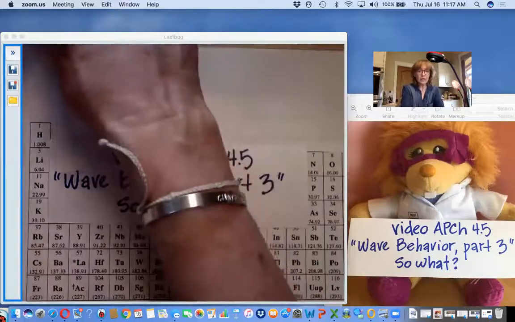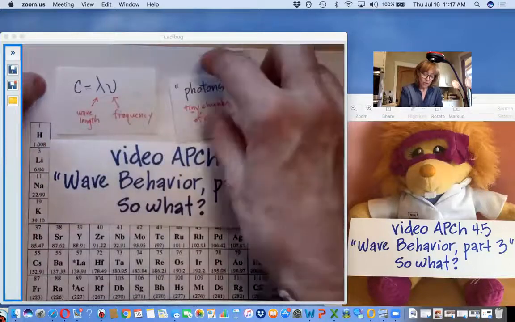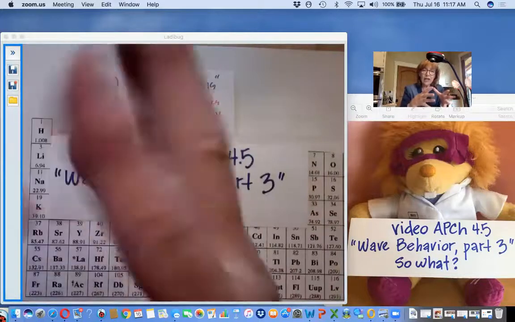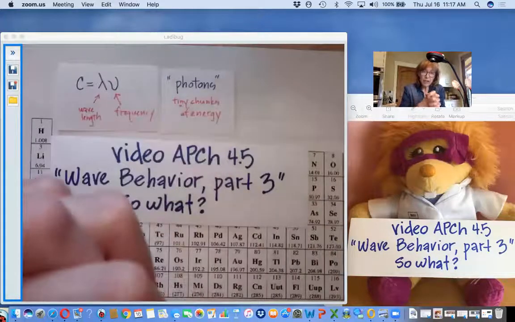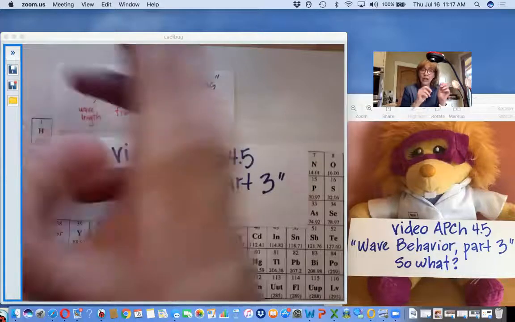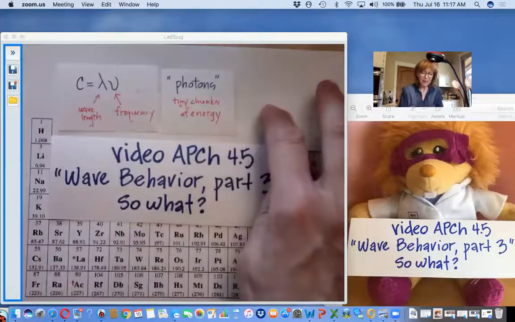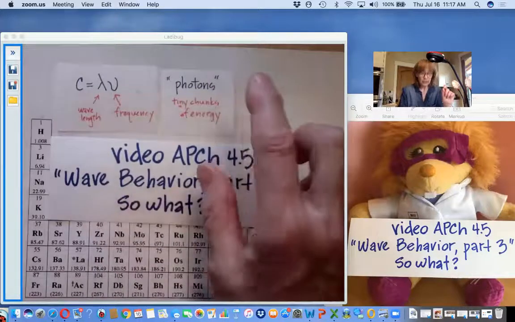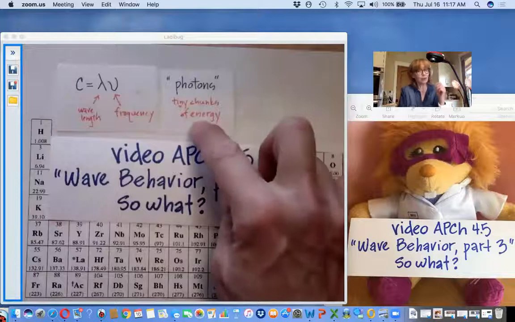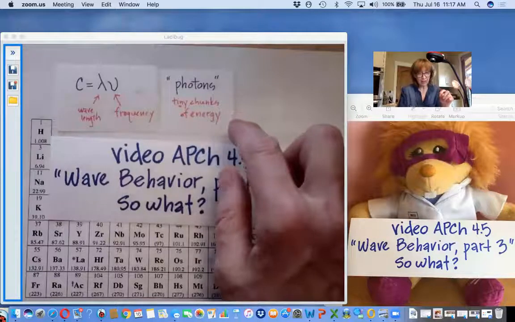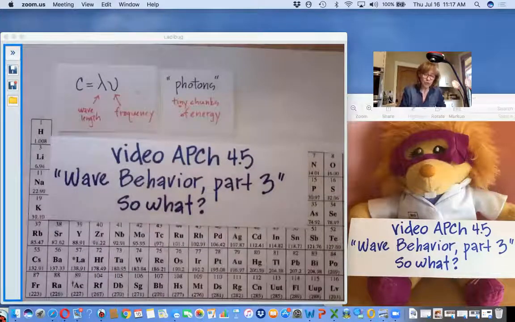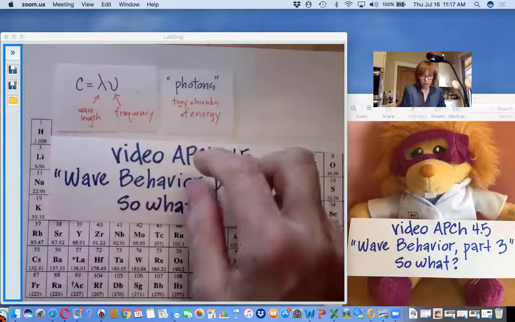Okay, and then next we talked about Max Planck and Albert Einstein's work, in which they theorized that even though radiant energy travels as a wave, it also has some properties of particles, and they called those little chunks of energy photons. Now remember, we're not saying that light exists as particles. It does not. It's an energy form, but the energy can be quantized or chunked.